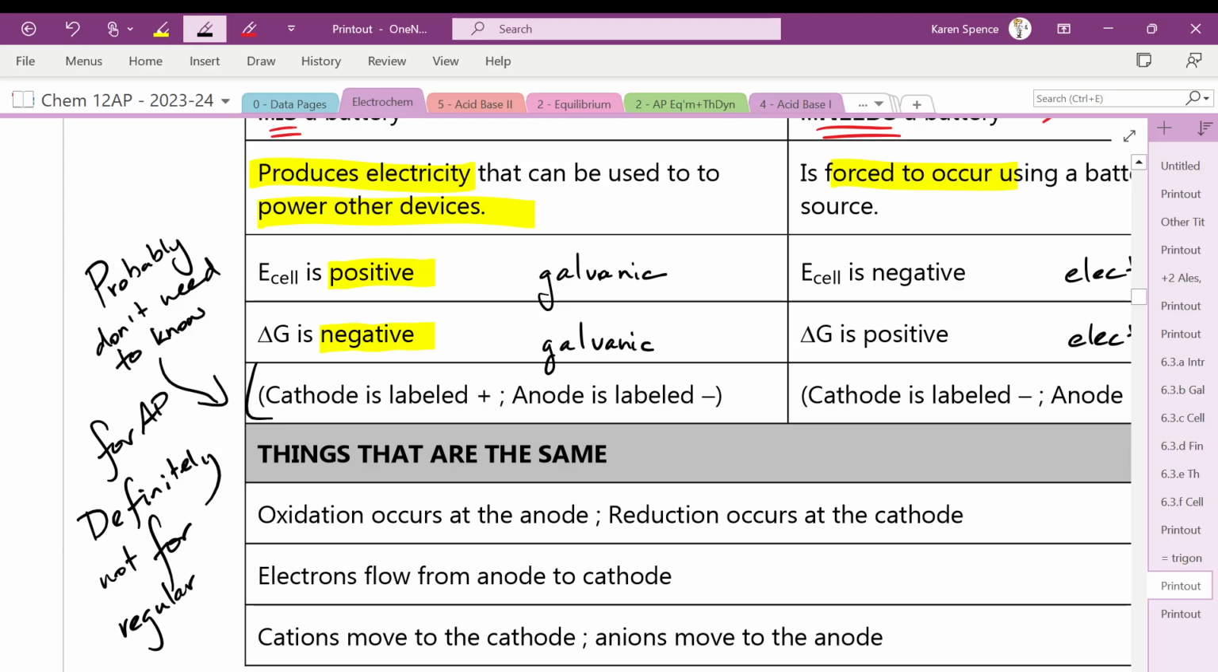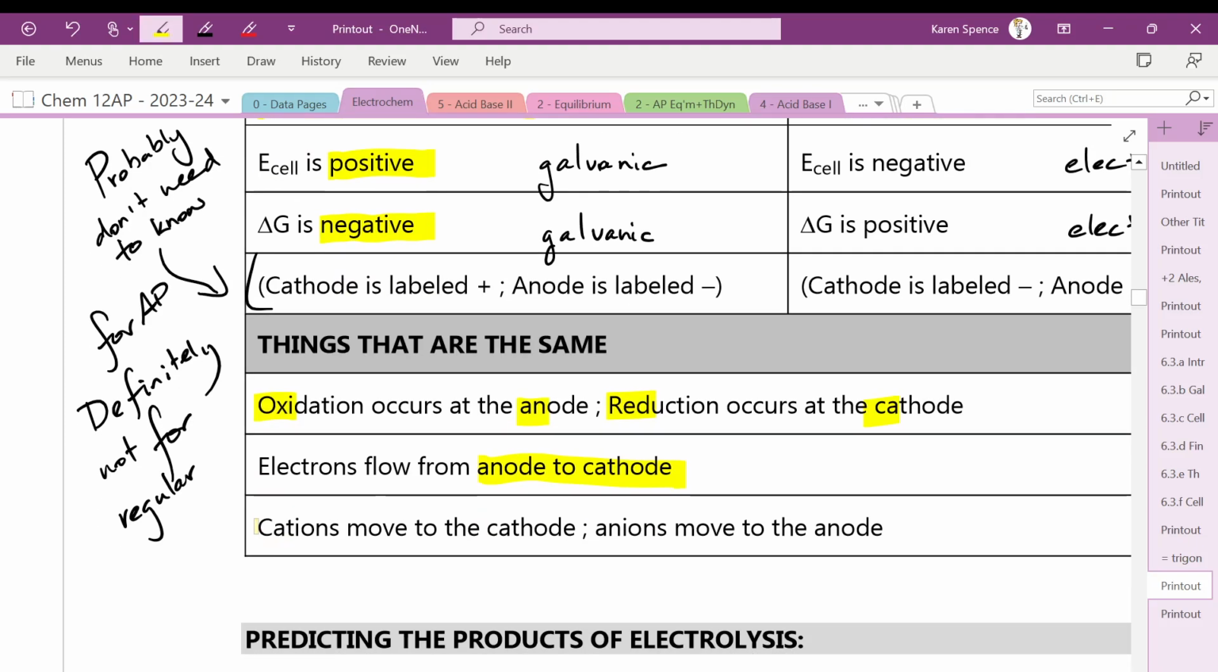So those are all the things that are different. Now the things that are the same: oxidation occurs at the anode, and reduction occurs at the cathode. Where do electrons flow? From anode to cathode. Cations always move towards the cathode, and anions always move towards the anode. If you know any one of those three things, you can figure out all the rest.